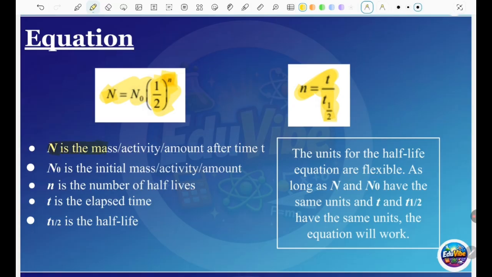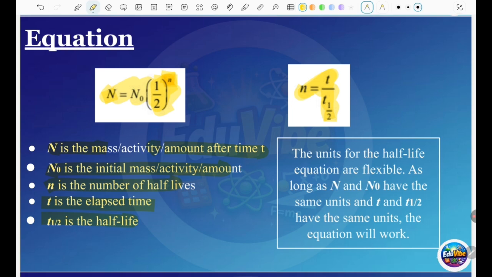N is the mass, activity, or amount remaining, and N0 is the initial mass, initial activity, or initial amount. n is the number of half-lives, that is, how many half-lives have passed, and t is the elapsed time. You get two types of times, and sometimes you get this time too, which is t half.